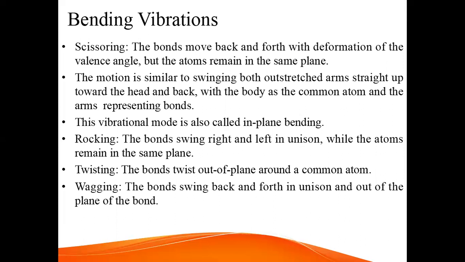Rocking: the bonds swing right and left in unison while the atoms remain in the same plane. But twisting and wedging move out of plane. Twisting: the bonds twist out of plane around a common atom, and in wedging the bonds swing back and forth in unison and out of the plane of the bond.